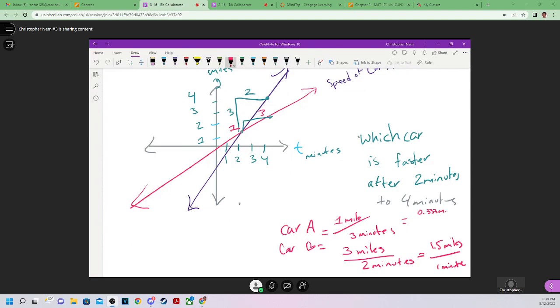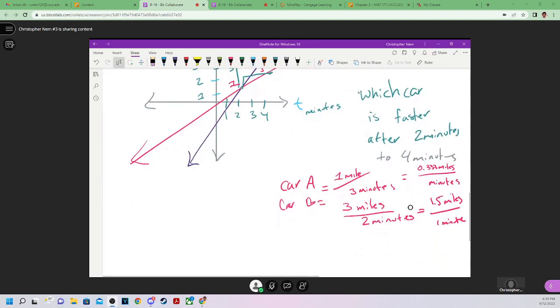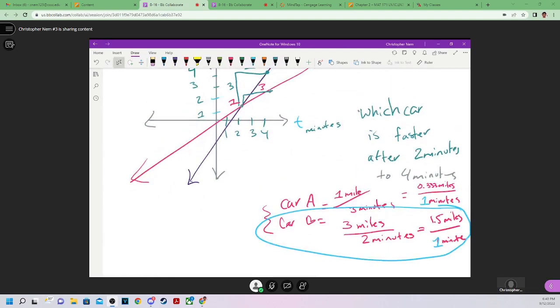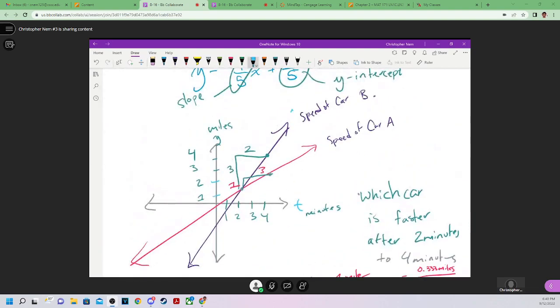0.333 miles for every minute. And all I am is dividing them out. Boom. So now we have to decide which car is going at a faster rate from 2 minutes to 4 minutes. Well, we're going to be choosing the higher value of our slopes. And the higher value of our slopes is going to be car B. 1.5 is bigger than 0.33 over 1 mile. These are both over 1 mile, so I have to have the same ratio or the same denominator to make a good comparison. But I get car B travels at a faster rate. And that makes sense. This already visually looks like it's steeper.